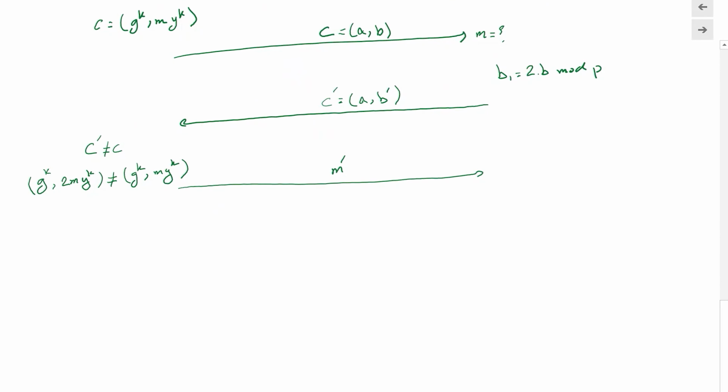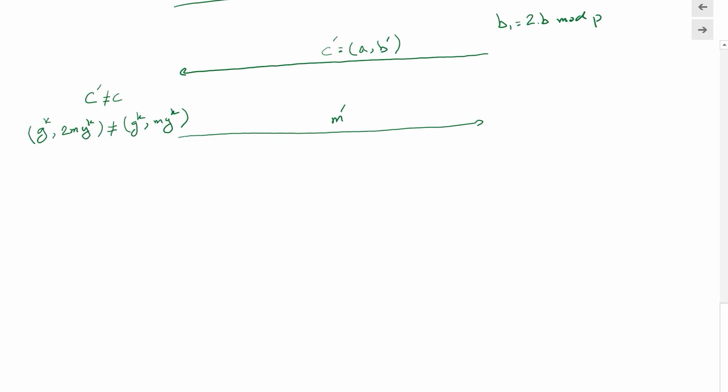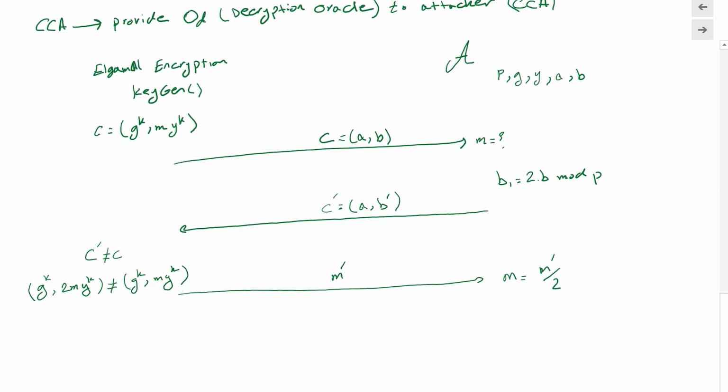the adversary. So once the adversary receives this M prime, he can compute M equals M prime divided by 2, right? So essentially what our adversary has done is a very simple thing. He took the challenge ciphertext, and he knows that he cannot directly query this challenge again. What he does is multiply the message part, the B part, the second part, by 2. And then he sends that corresponding ciphertext, which we call C prime, to query the oracle.